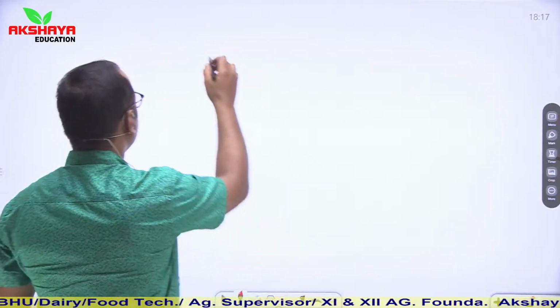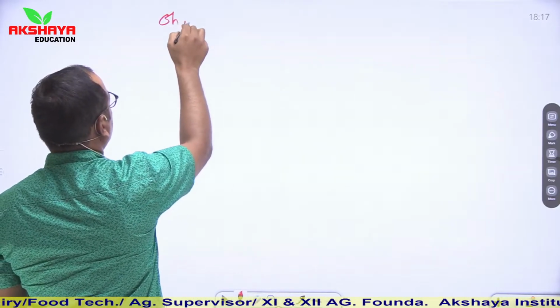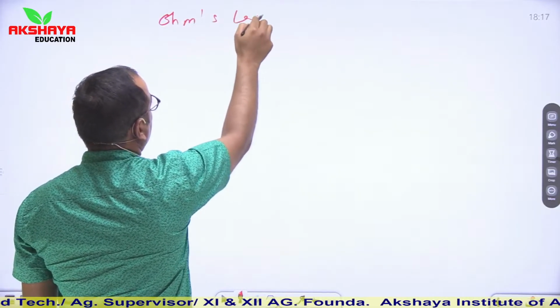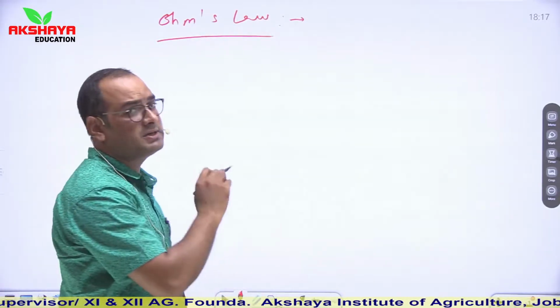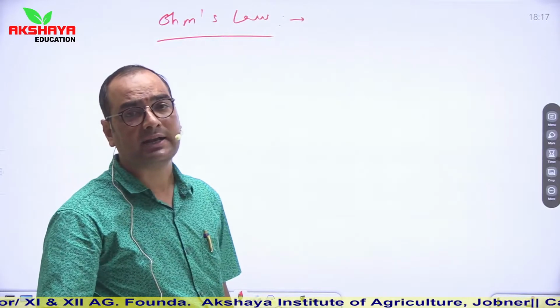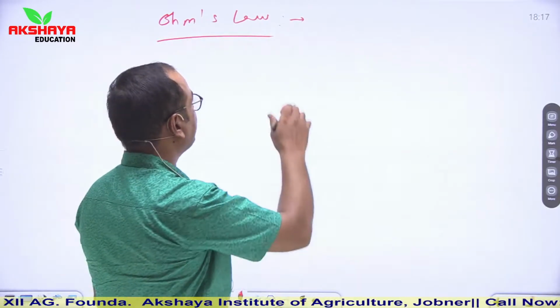So students, in today's lecture we will discuss resistance and its dependence on different factors, then its combinations. So let us talk about Ohm's law. Ohm was a scientist. He established a relation between potential difference and electric current flowing through any conductor.